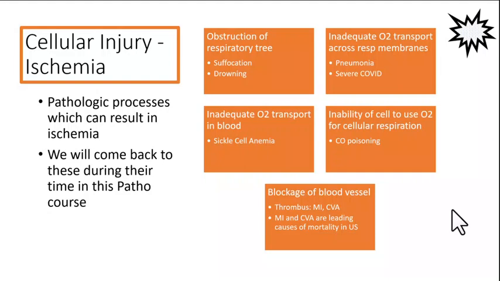So those are the two leading causes of mortality in the United States and honestly most of the developed world, and honestly most of the world in general. So basically the blood isn't flowing because something is in the way, and that something is a blood clot.